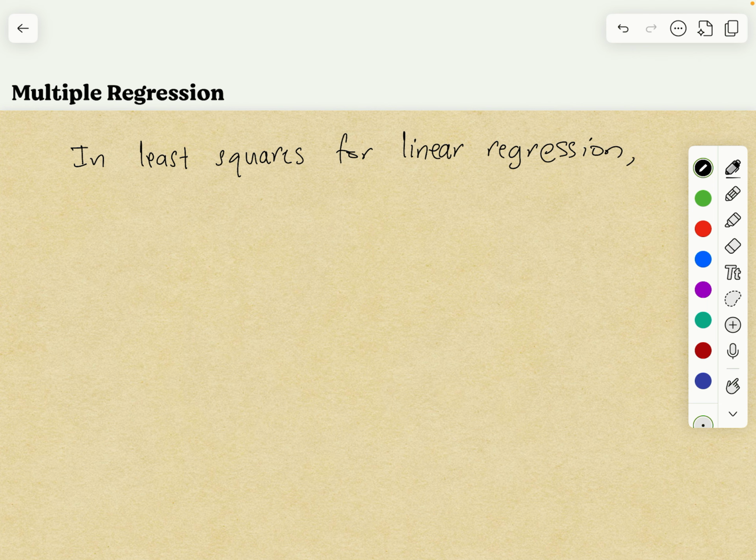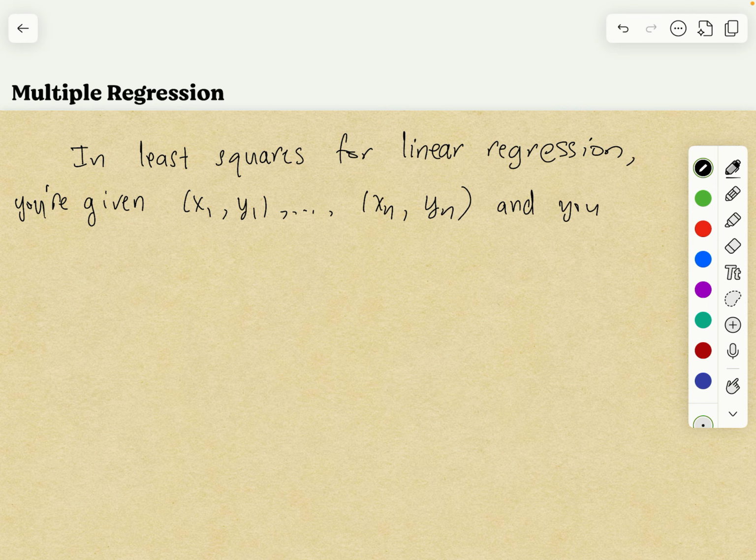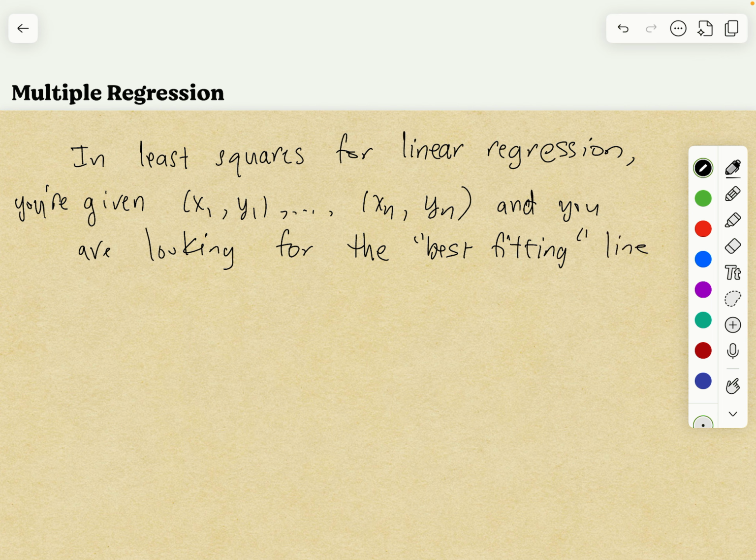what you're given is a bunch of data points, x1, y1 to xn, yn, and you want to find the best fit line. The best fitting line that captures the data in some sense.